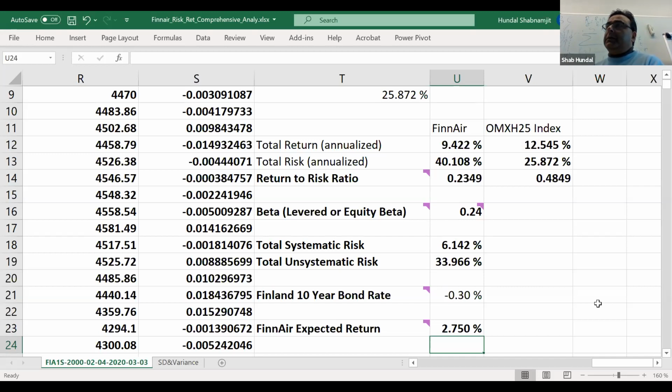It means that if I want to calculate the future cash flow generated by FinAir, I would discount them by which R? So remember the formula? This is the formula: the cash flow divided by 1 plus R, to the power of the number of time periods. So in this case, my R would be 2.75%. So I know where to get this R from. Good or bad?